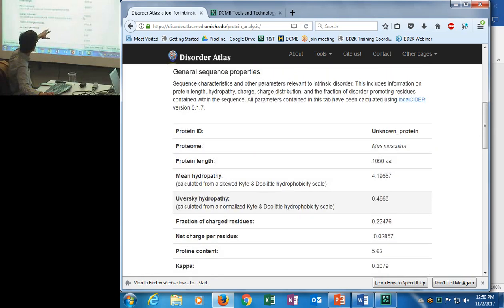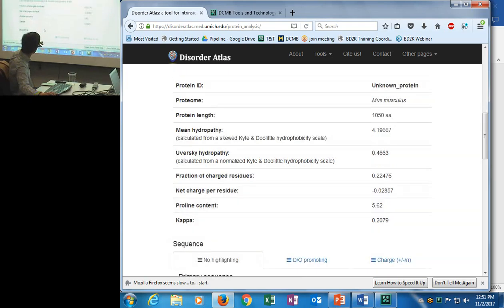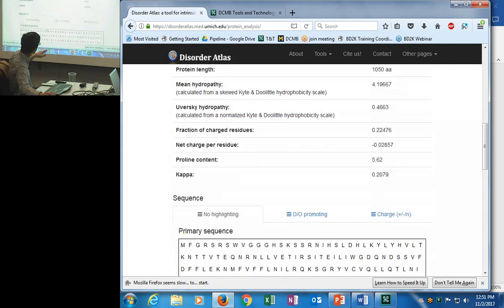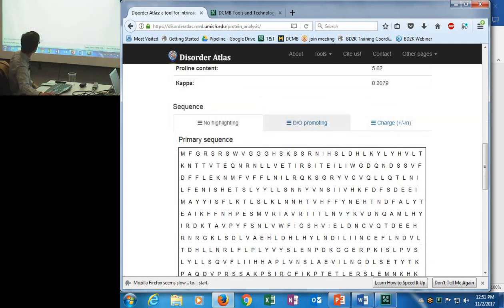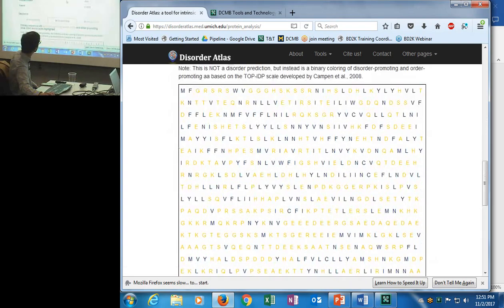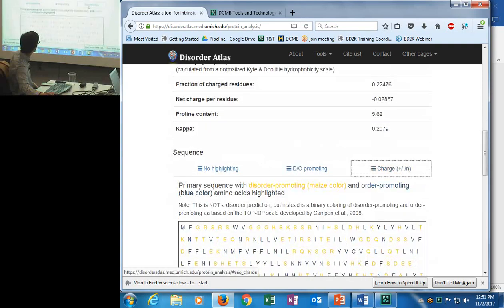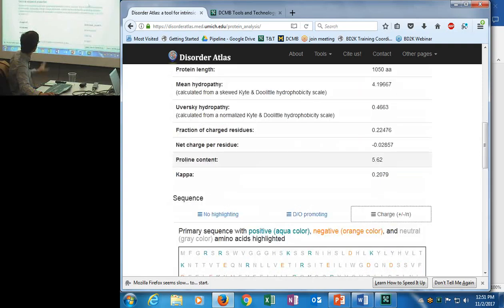One thing it does is give you all the statistics about the protein. Not only the protein length, but also the mean hydropathy, the Uversky hydropathy, the fraction of charged residues, the net charge per residue, the proline content, and the kappa, which are measurements that people use. It gives you the disorder and order promoting regions and marks those. It gives you the charges and where they are. That's for the overall protein.